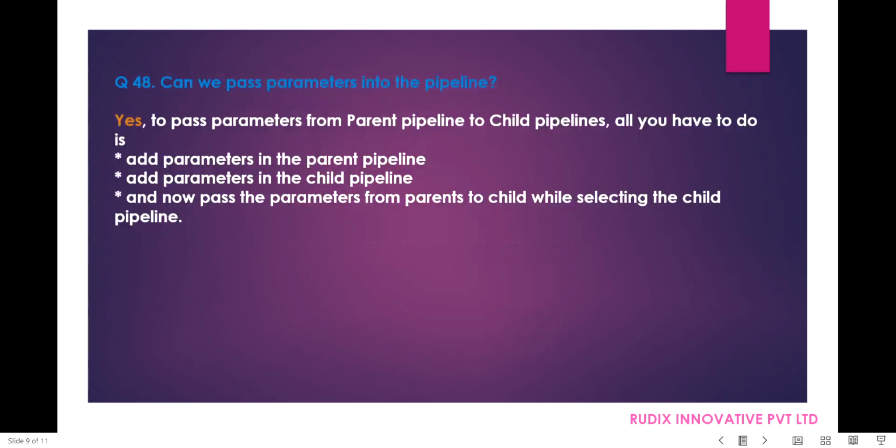Can we pass parameters into the pipeline? In last videos we have come across this question. Yes, we can easily pass parameters into the pipeline. To pass a parameter from a parent pipeline to a child pipeline, we have to do these three steps. First, add a parameter to the parent pipeline, and next add a parameter to the child pipeline. And now you pass the parameters from parent to child while selecting the child pipeline.